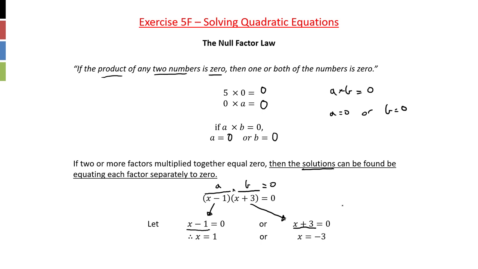So that is using the null factor law by recognizing that if we have two things multiplied, it can actually be more than two things. We could have 5 things multiplied as the product of them. If they all, when multiplied together, equal 0, at least one of those factors, one of those numbers, in this case a or b, needs to be equal to 0 for that equation to be true. One of them has to be equal to 0.